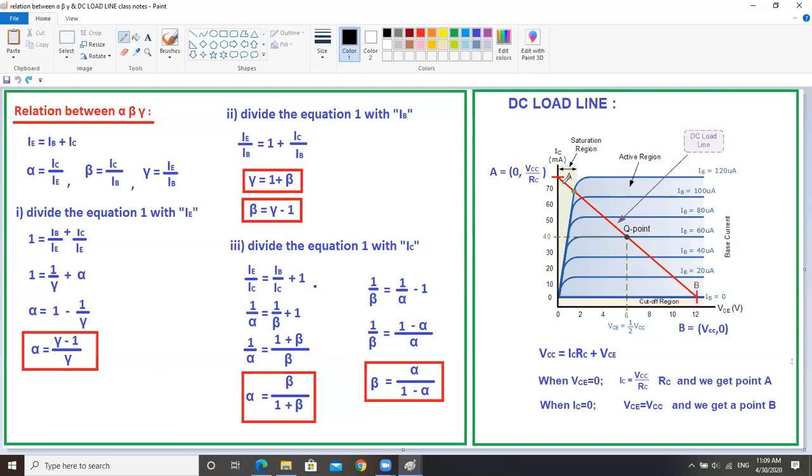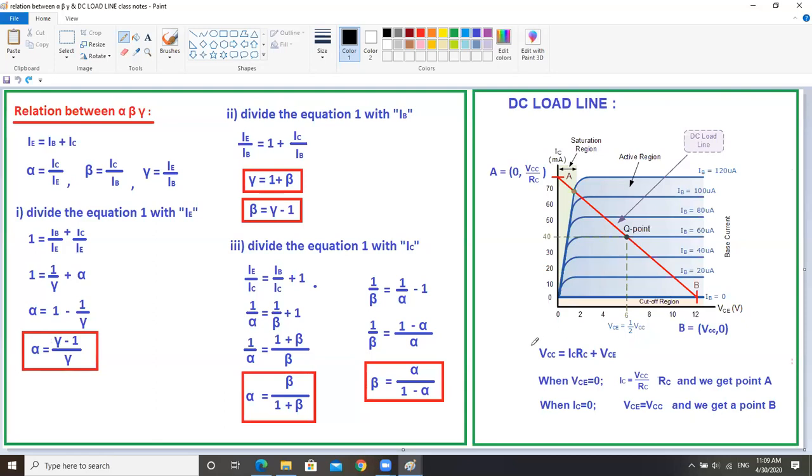These points are determined by taking the output equation of your common emitter configuration. Here I am going to take the common emitter configuration equation. This equation shows the common emitter configuration output equation: VCC is equal to IC RC plus VCE.